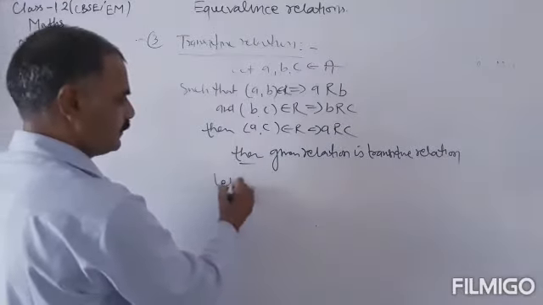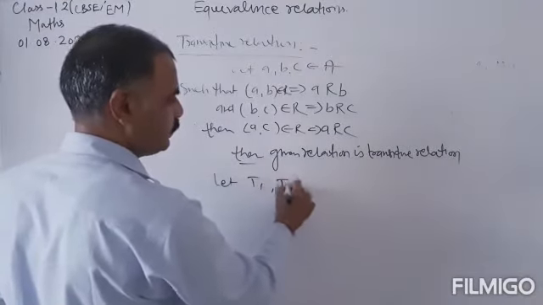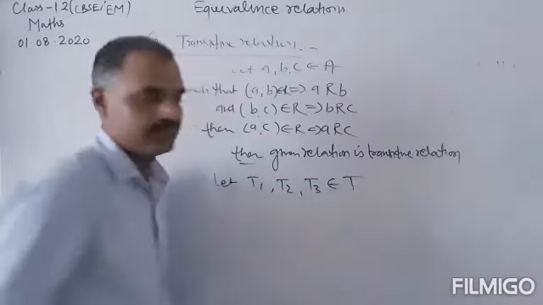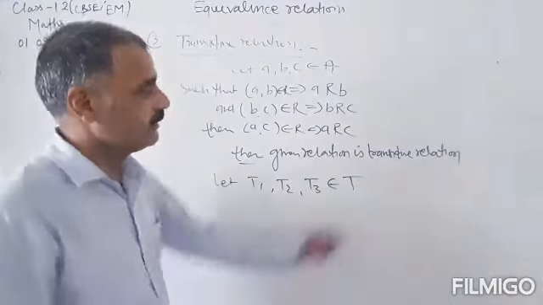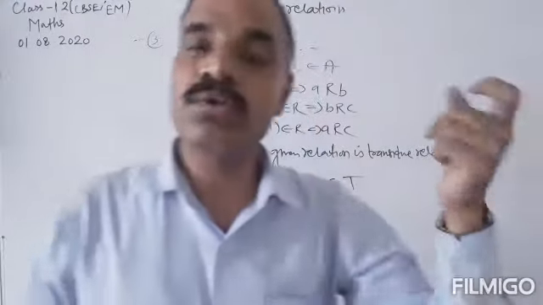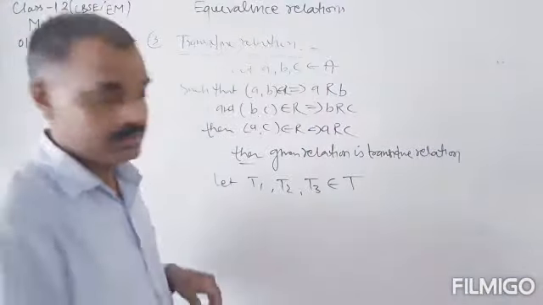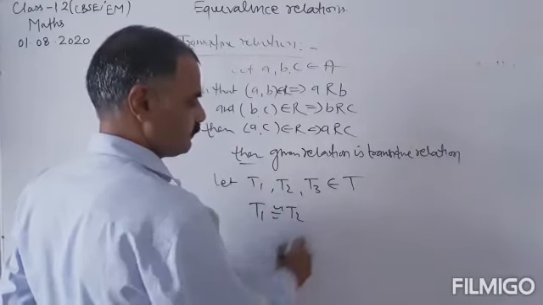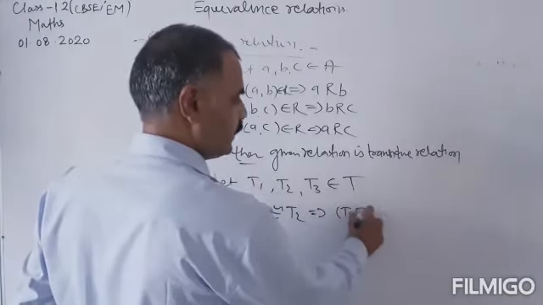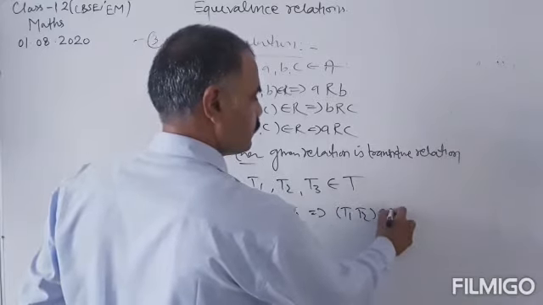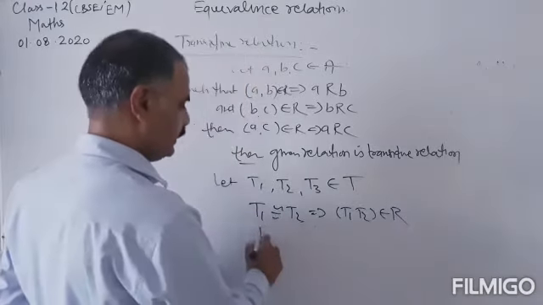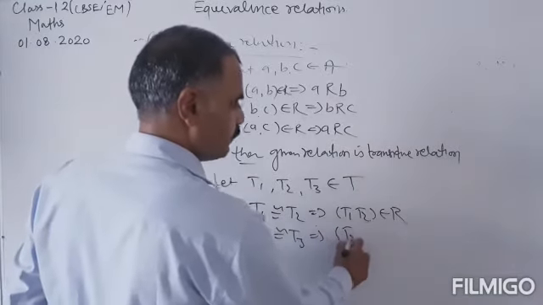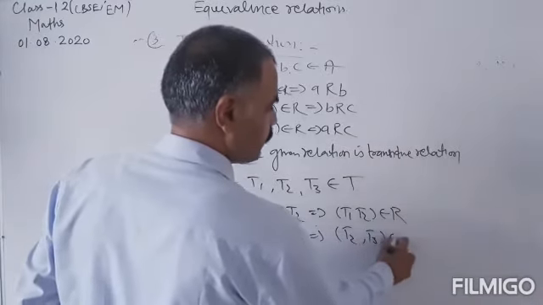Let T1, T2 and T3 belong to the set of triangles T, and the relation R is congruency of two triangles. Then T1 is congruent to T2. It means (T1, T2) belongs to relation R. And T2 is congruent to T3, which means (T2, T3) belongs to R.